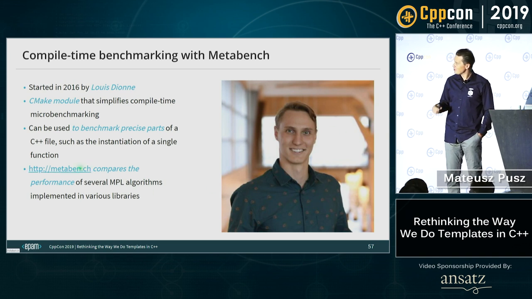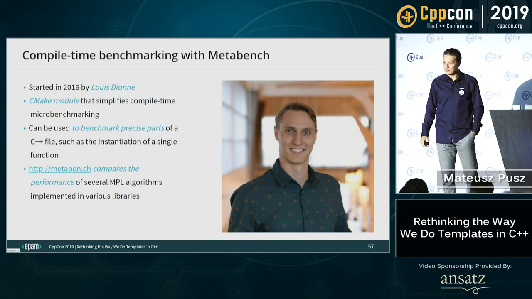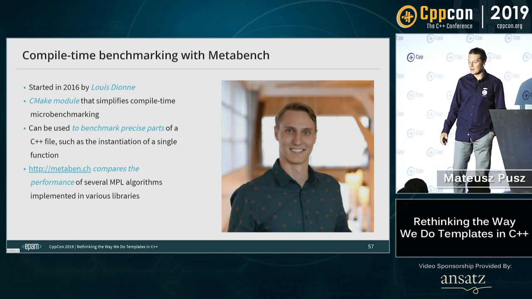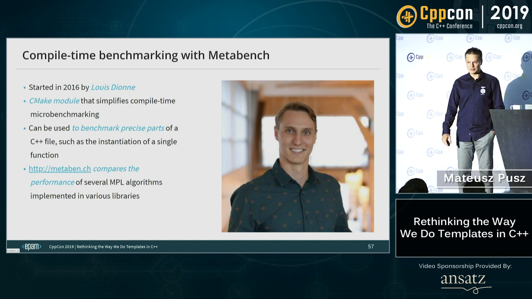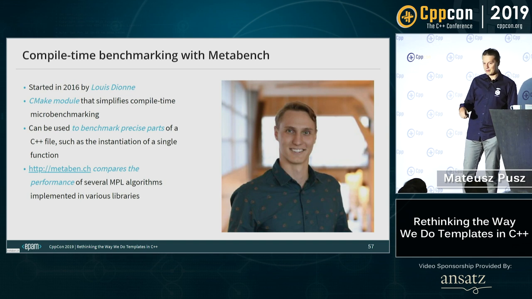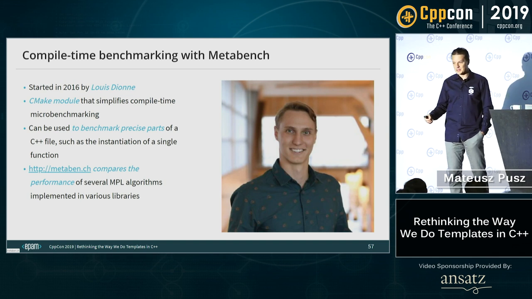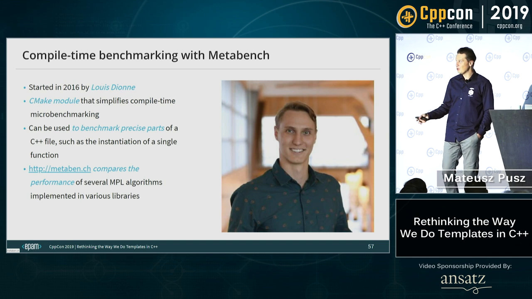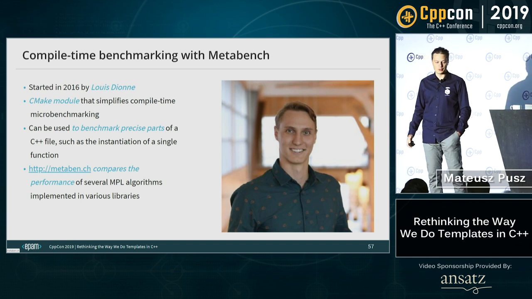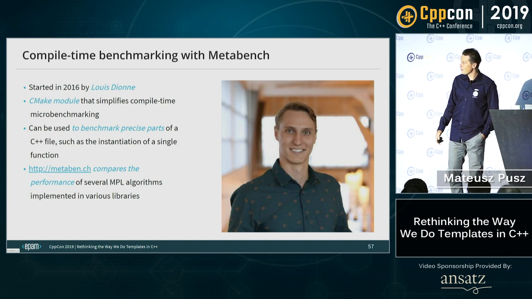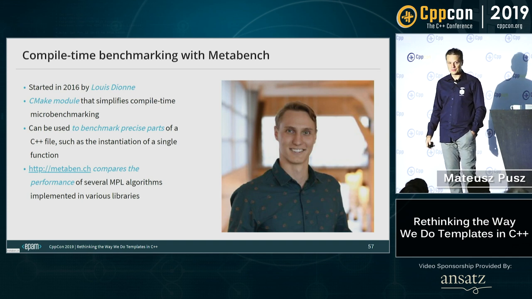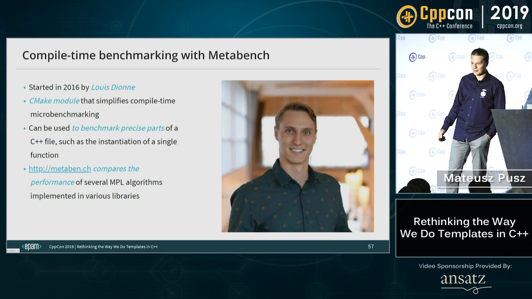Also, there is a metabench.com website where you can find a detailed comparison of several MPL algorithms from different libraries that are implemented right now in open source software. So you can find out which libraries are the fastest for specific algorithms, and then you can go and find out how they are implemented and what techniques are being used. Probably right now, the fastest one is written by Odin Holmes, and it's called Kvasir MPL.